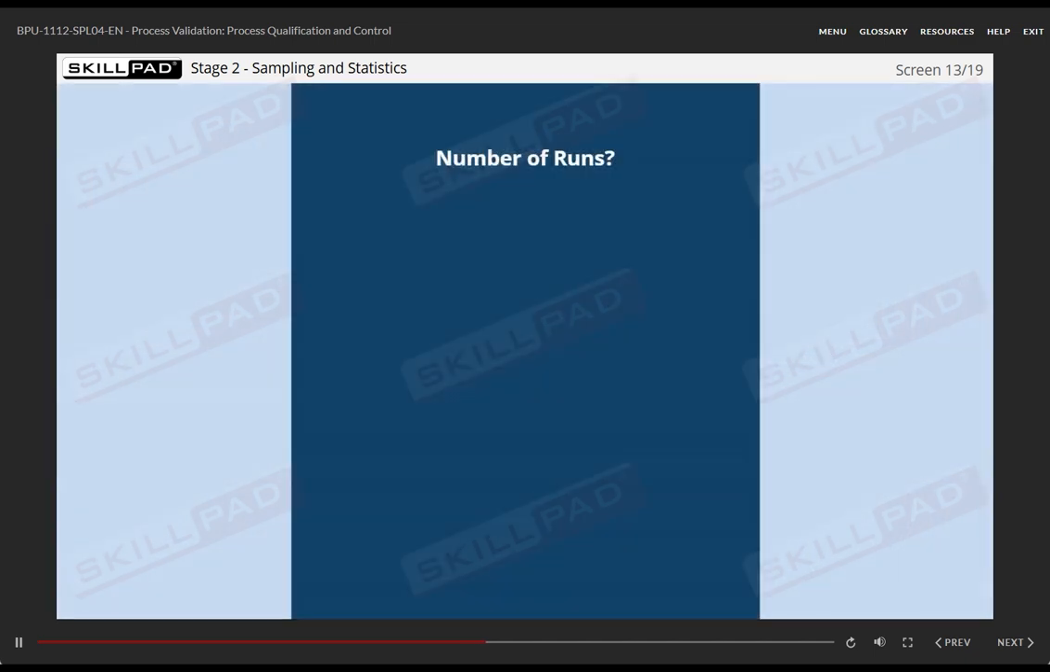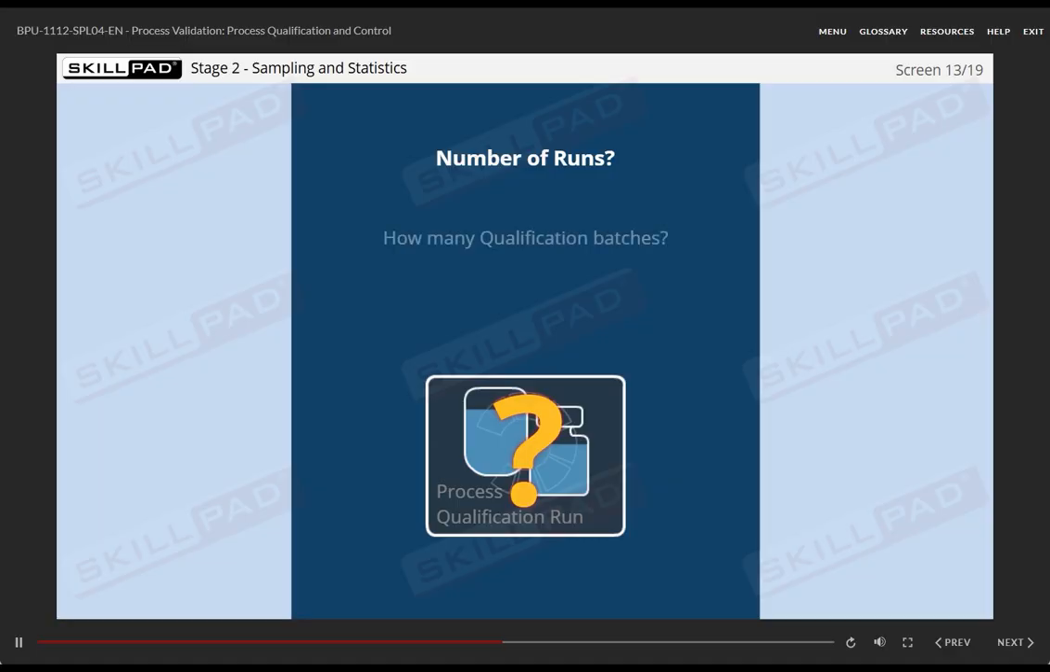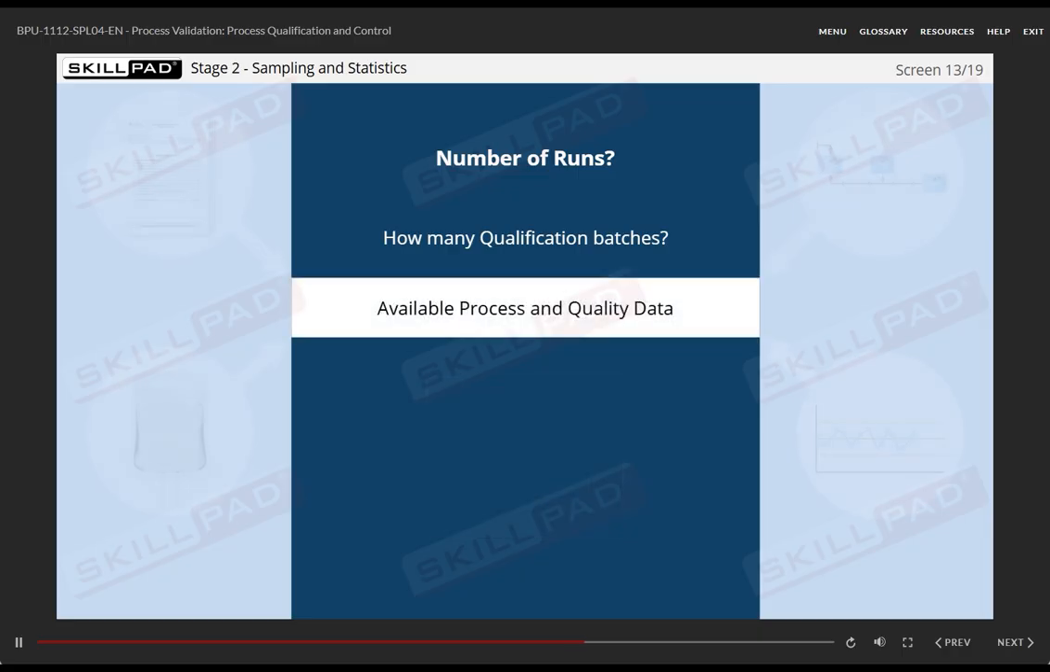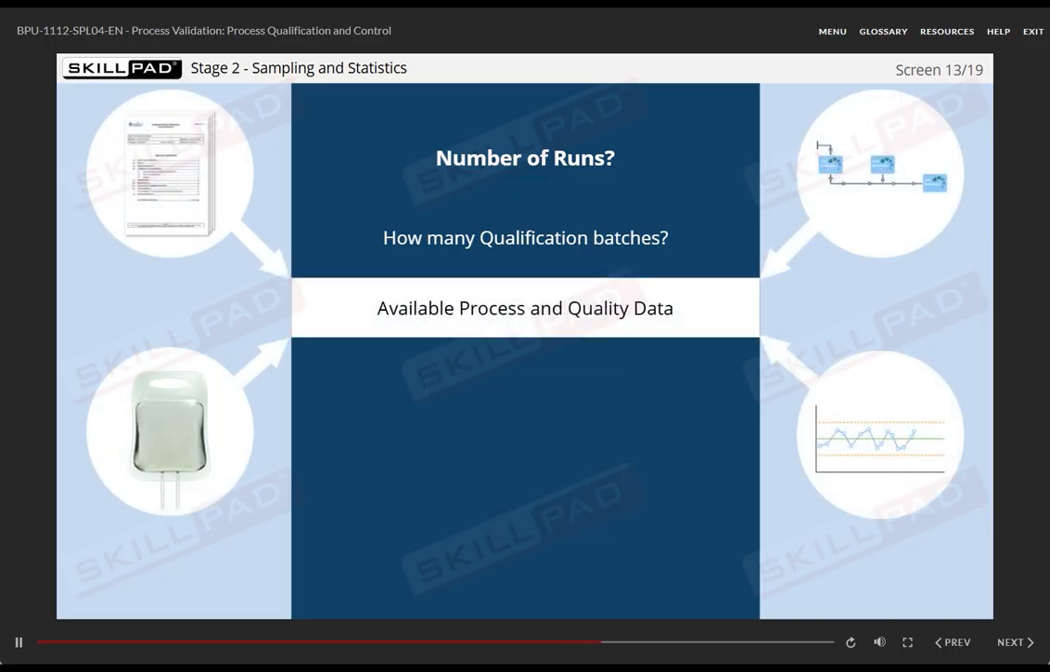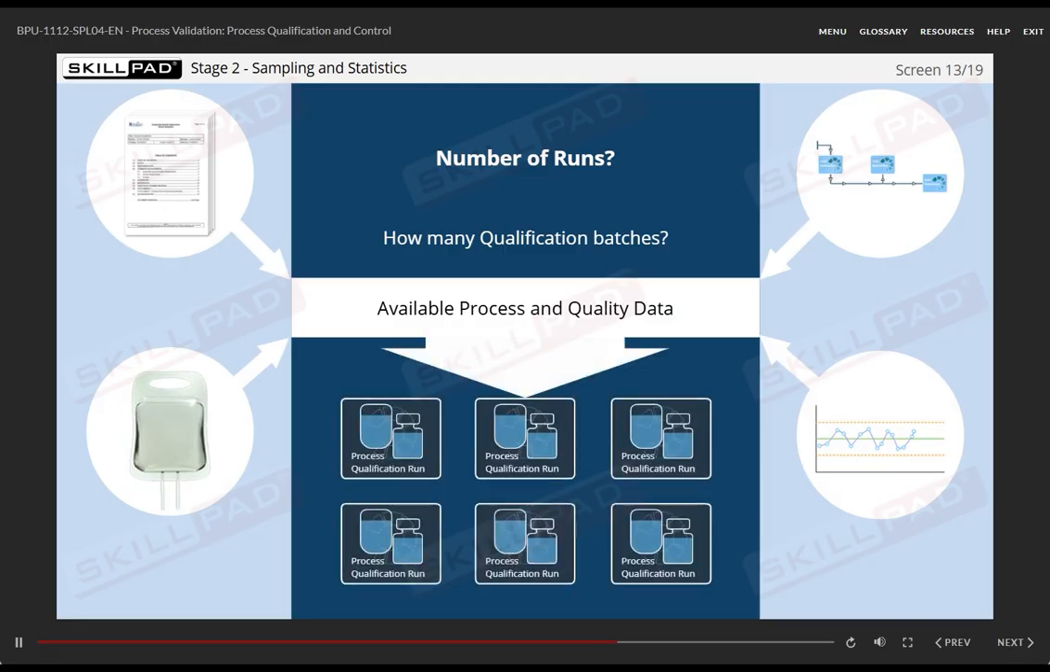Number of runs. A key consideration is how many batches need to be manufactured for qualification. The number of batches chosen depends on many factors. For example, there may already be sufficient amounts of process and quality data available that could be used to justify the number of batches made in Stage 2. Everything learned about the product in the process design phase would also be considered, along with the complexity of the process and the results of the engineering runs.